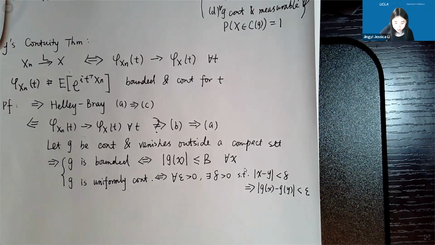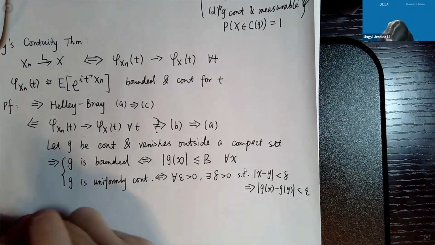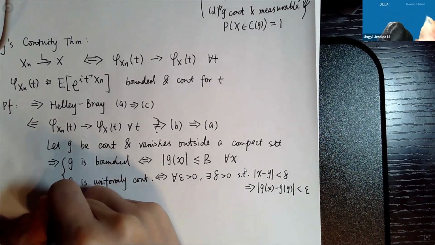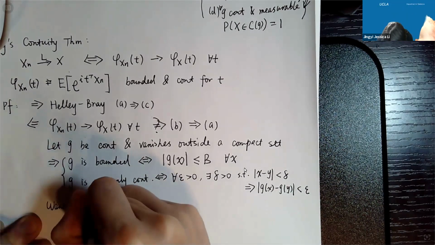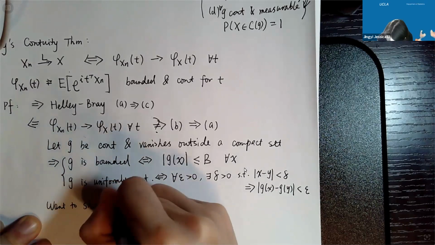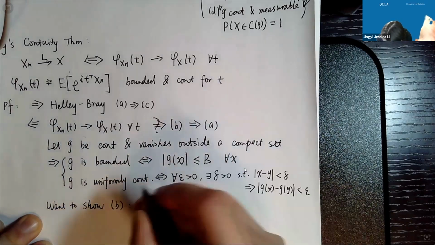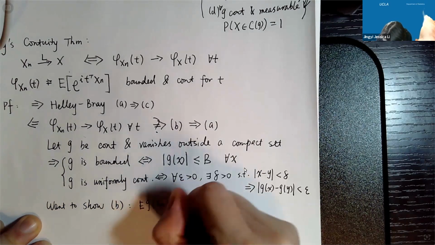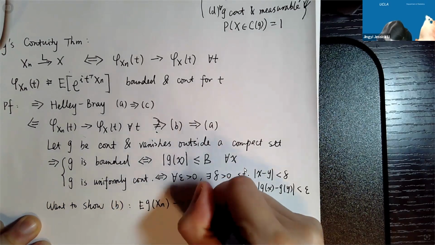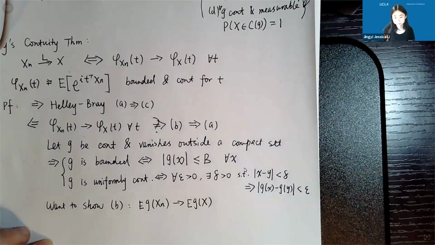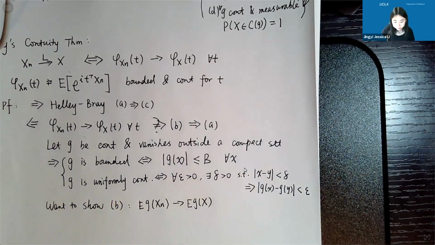Okay, so given this, we have these nice properties of G, right? And then we want to show that the expectation of G(Xn) converges to the expectation of G(X). This is something we want to show. But how can we make use of the characteristic function? So here is the trick.